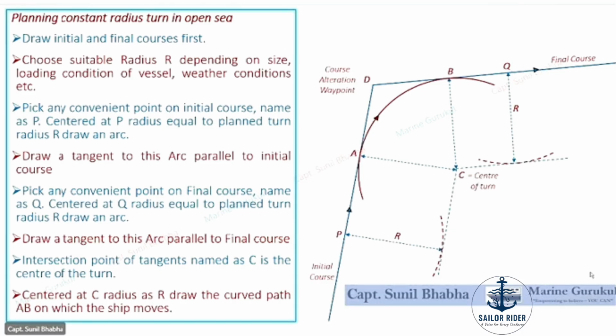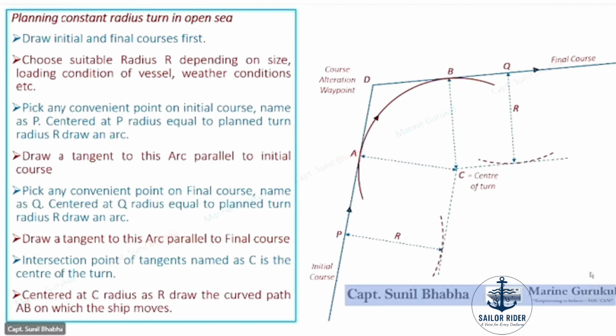Very good, beta. Great. So you can get a question in the exams: Explain how will you plan a constant radius turn. So this will be the answer. These two different scenarios: planning a turn in restricted waters where a reference point is available, and part 2, planning a turn in open sea. Make these two diagrams, explain the procedure in your own words. That takes care of this full 25 marks question.